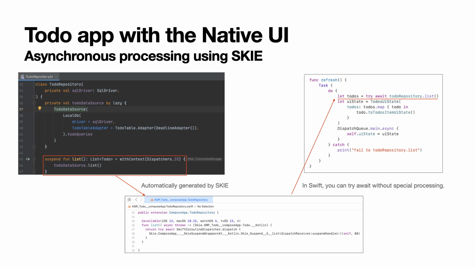Async functions allow writing asynchronous processing synchronously, much like suspend functions in iOS. This is part of the Swift concurrency API. In Swift code, by using try-await, we await the asynchronous completion and retrieve the list of todos.